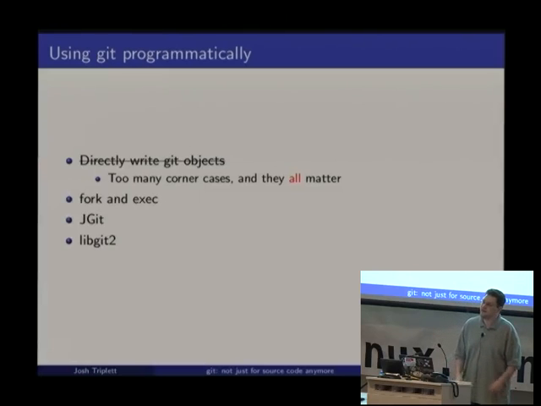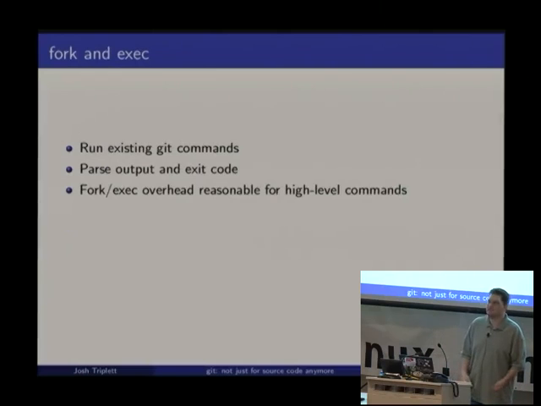So don't do that. The three alternatives that do make sense to use programmatically: you can fork and exec Git, you can use JGit, which is a Java reimplementation of Git, or you can use libgit2, which is a C implementation. Fork and exec is probably the easiest, well, that's not the right word, but it's the most straightforward. You run existing Git commands available from the command line, you parse their output and exit code, and the overhead of fork and exec is really not that bad for a lot of the high-level Git commands.